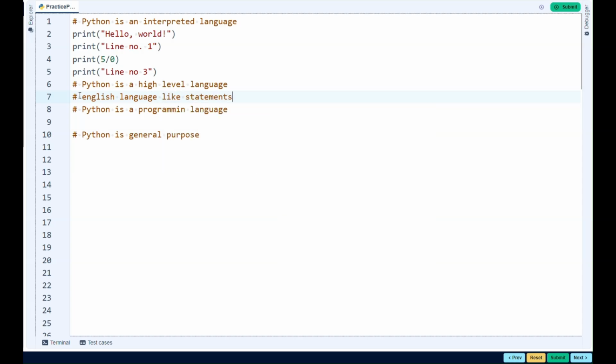Now, what are statements? Statements are these. This line is called a statement. The second line is also a statement. Understood?